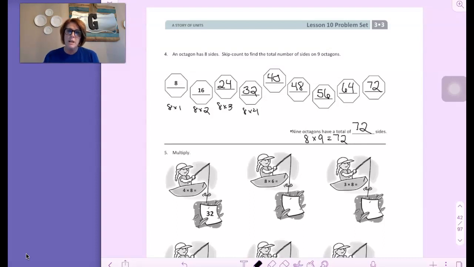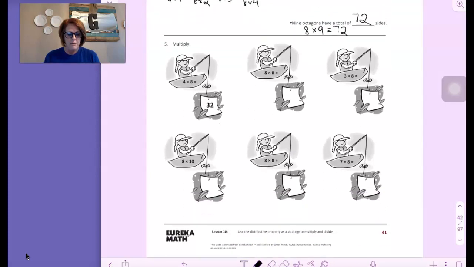You can use these octagons up here to complete number 5. So go ahead and complete number 5. You're filling in the answer to each of those problems, and then come on back and check your work.